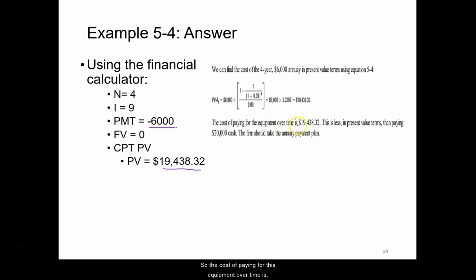So the cost of paying for this equipment over time is, according to your present value calculation, about $19,400, and that is less than paying $20,000 cash. So it seems that while $6,000 per year may seem like $24,000 in total in 4 years, in the present value sense, according to the 9% interest rate, it is still cheaper than $20,000 cash right now. So in that sense, you should take the annuity payment plan and pay by the installments.